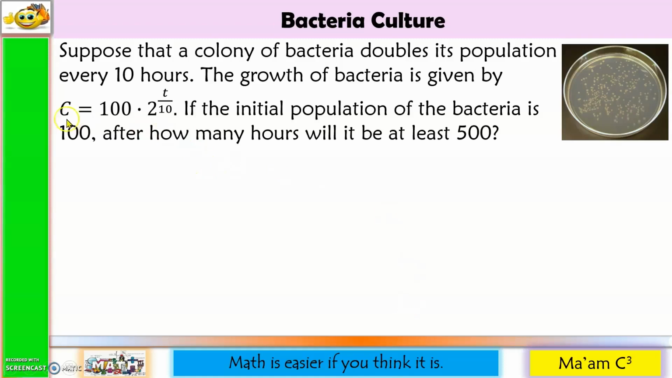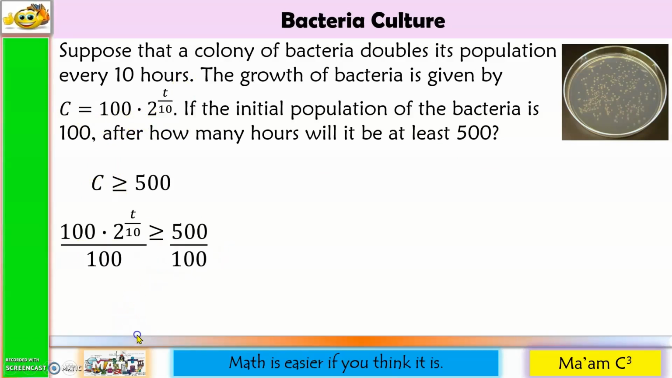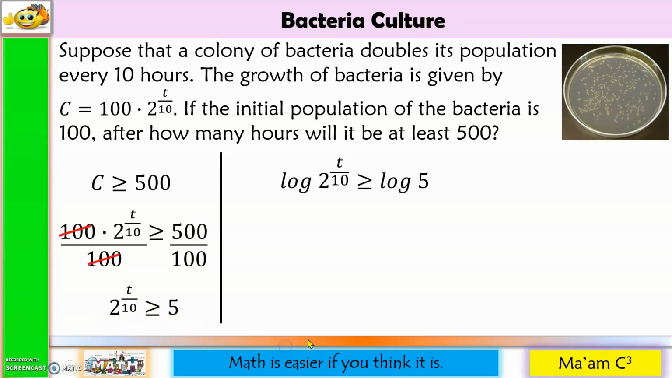So we want a bacteria that is at least 500. So C should be greater than or equal to 500. Now C is equal to 100 times 2 raised to t over 10. Let us simplify this. Let us divide both sides by 100. So 100 here will be cancelled out. 500 over 100 is 5. Now, let us take the logarithms of both sides.